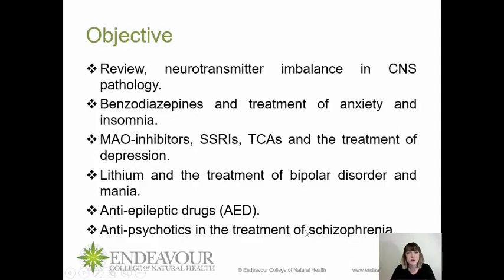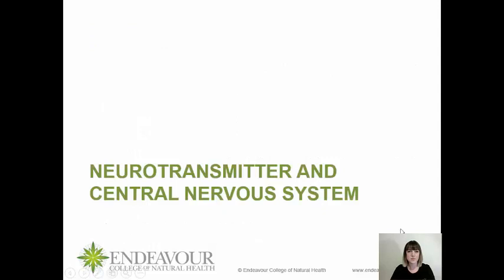So we'll start by doing a bit of a review of central nervous system function and introduce some of the different pathology in the central nervous system, so we can understand how exactly these drugs aim to address some of those pathologies. So we're going to cover benzodiazepines and their use in anxiety and insomnia. We'll cover a range of different antidepressant drugs. We'll look at the use of lithium as a mood stabiliser in bipolar. Some different anti-epileptic drugs and the use of antipsychotics as well.